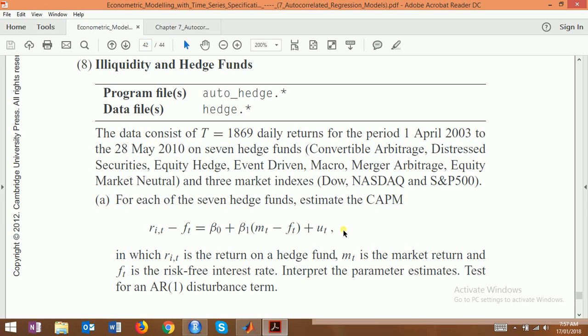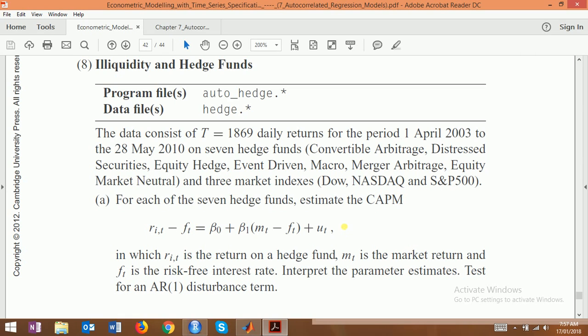So problem 8, illiquidity and hedge funds. The data consists of 1869 daily returns for the period of 1st April 2003 to 28 May 2010 on 7 hedge funds: convertible arbitrage, distressed securities, equity hedge, event driven, macro, merger, equity market neutral, and 3 market indexes: Dow, Nasdaq, and S&P 500.